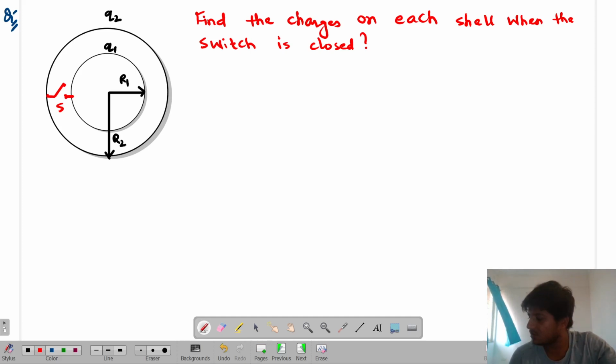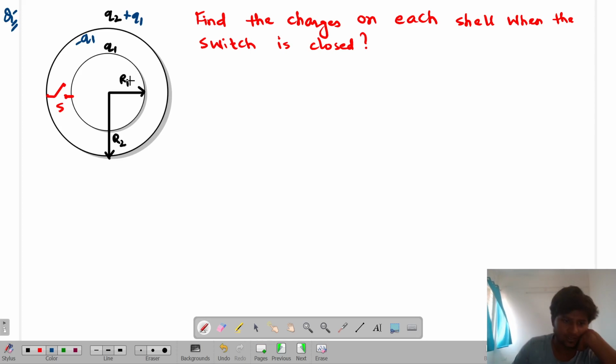When the switch is closed, then there will be induction. Or before the switch is closed also there will be an induction. After the switch is closed there will be charge distribution, not induction. Before the switch is closed only there is an induction, minus Q1, and then here it will be plus Q2. Is that clear? So the top surface has a charge Q2 plus Q1, and the inside surface has charge Q1 only. Got it?